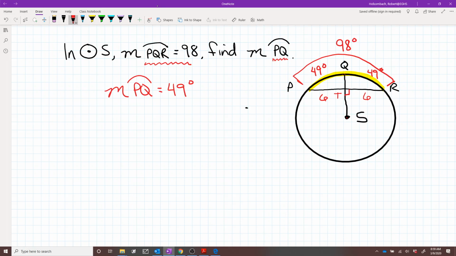Y'all see that? Read the rule, apply the rule. It's all about corresponding chords and arcs, and it's about radius and diameter intersecting chords at 90 degrees. Okay?